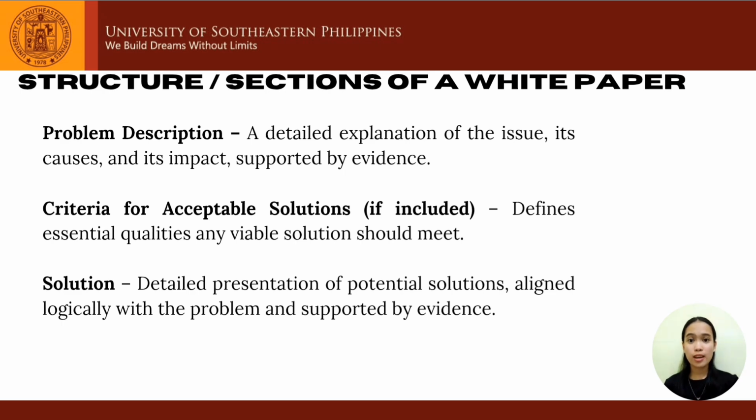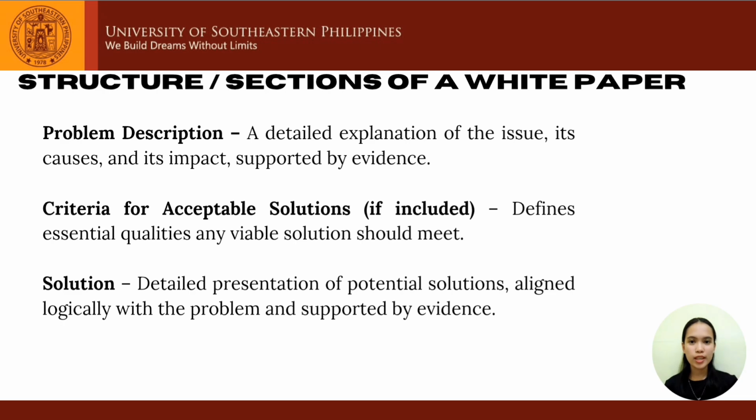If a criteria for acceptable solutions section were to be included, it could be a list of key requirements such as effectiveness, the solution should significantly reduce cyberbullying incidents; inclusivity, it should address the specific vulnerabilities of students with disabilities. Next we have feasibility. Schools and policymakers should be able to implement it realistically. And then the sustainability. The solution should have long-term benefits in digital safety.